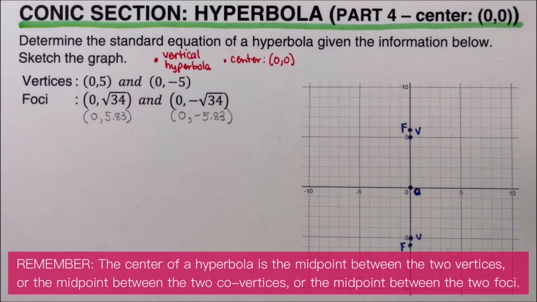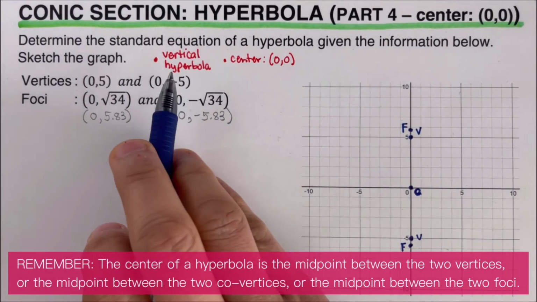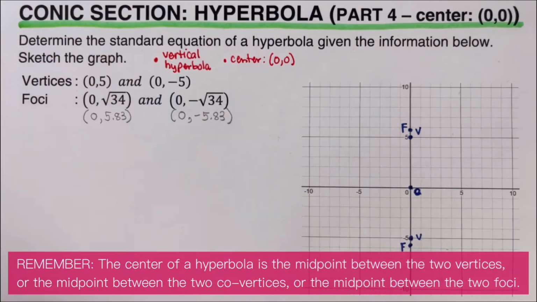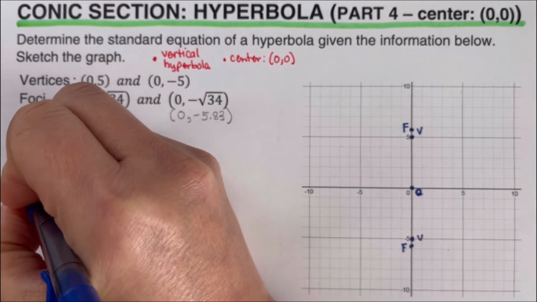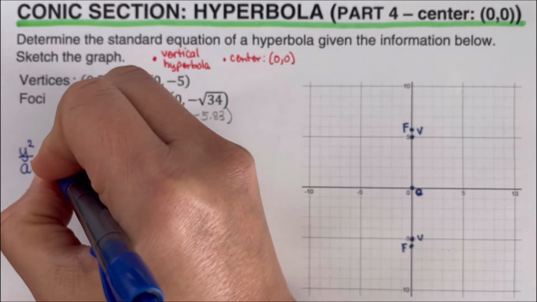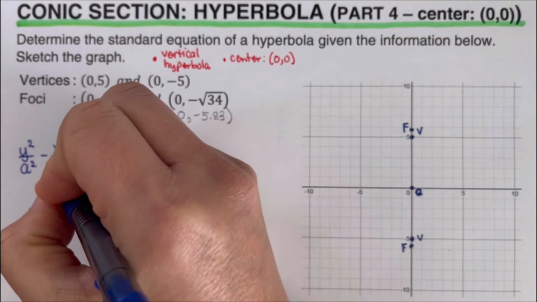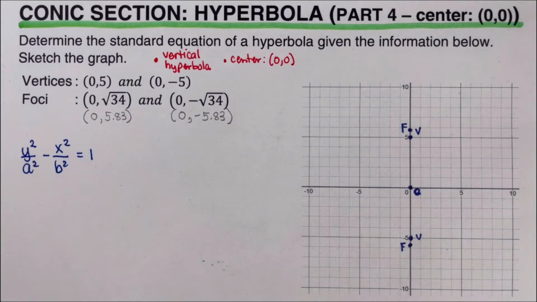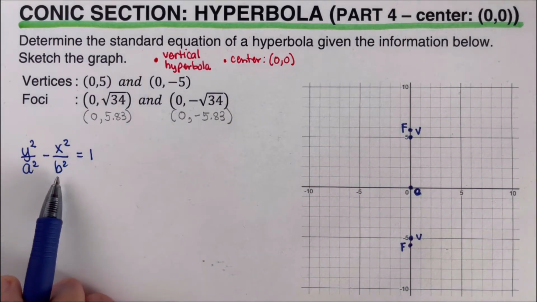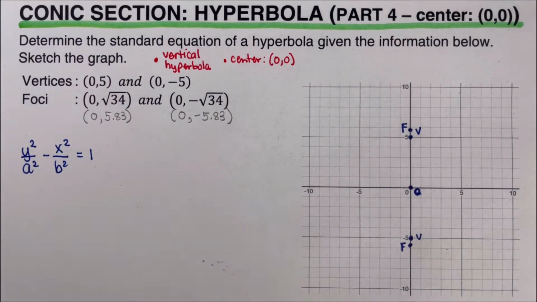Since this is an example of a vertical hyperbola, we go ahead and say that the general equation for a vertical hyperbola is y squared over a squared minus x squared over b squared equals 1. So we need to determine the values of a and b so that we can go ahead and complete this equation that we have right here.